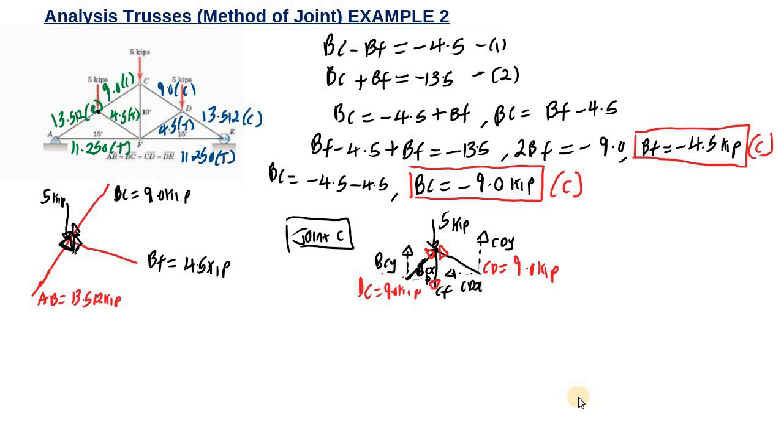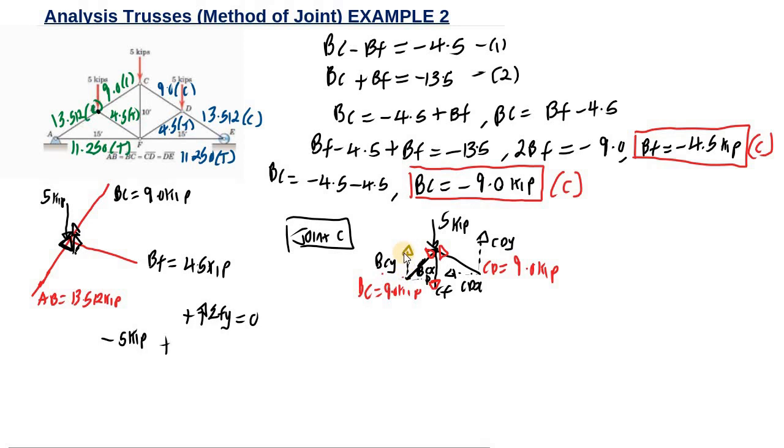So now we are going to say summation of all the vertical forces is equal to zero, so that we can find CF. All the forces acting upward are positive, while the forces acting downward are negative. As you can see, 5 kip is acting downward, so this is negative 5 kip. Then for the vertical component, BCY, it is acting upward, so it's going to be positive.